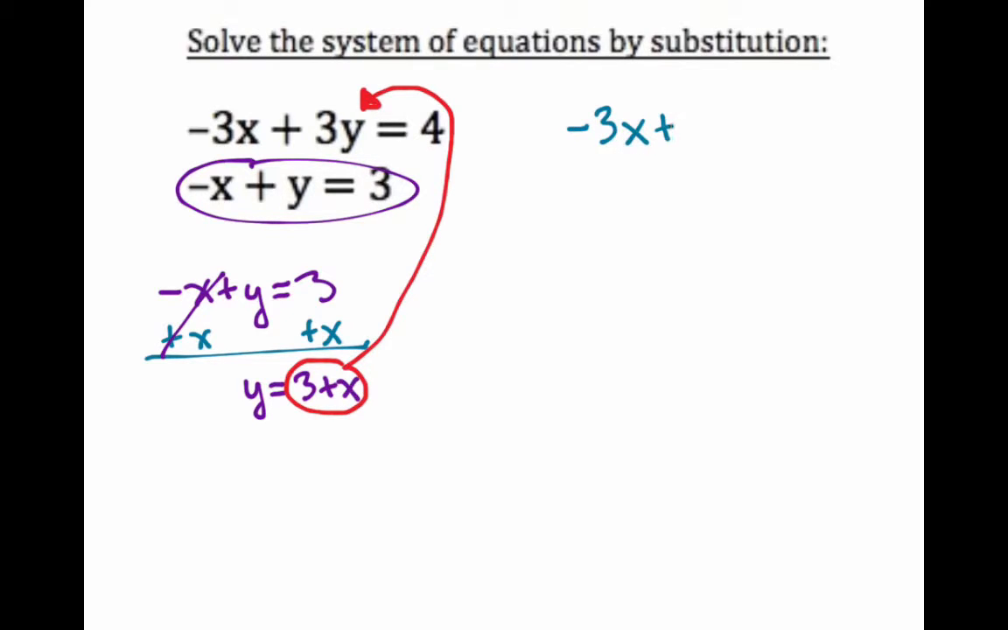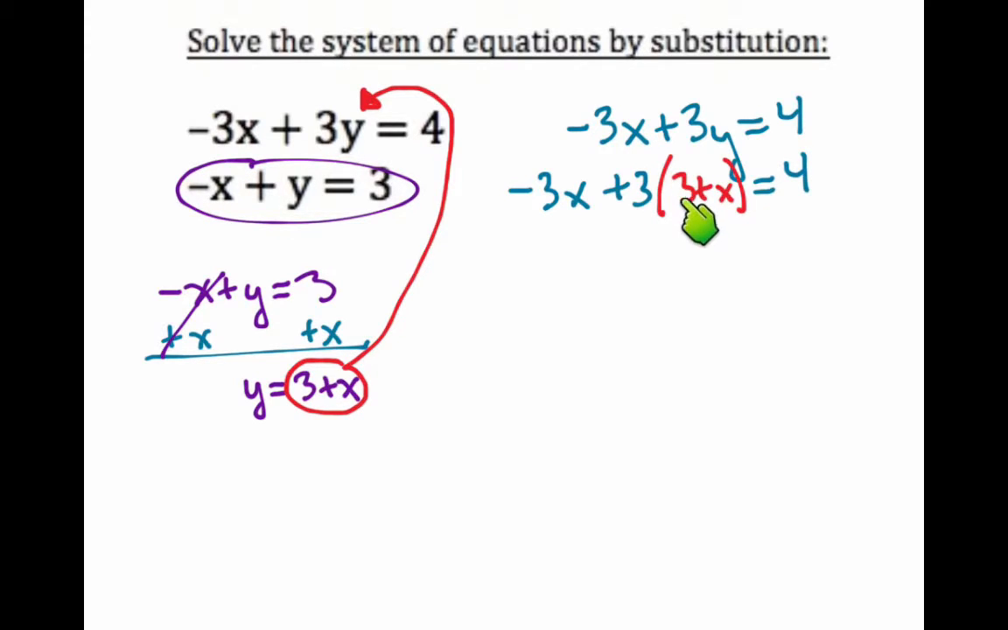Use some space over here. Rewrite my original equation. Negative 3x plus 3y equals 4. Substitute this in for y. So negative 3x plus 3 times, instead of y, I'm going to write 3 plus x in parentheses. Copy down the rest of my equation, equals 4.